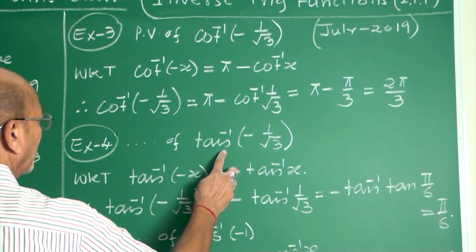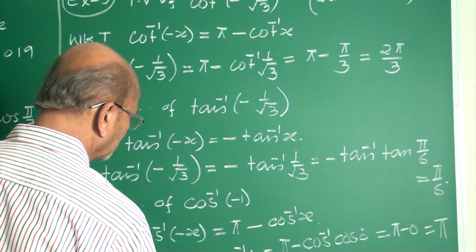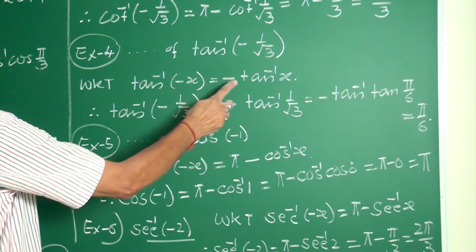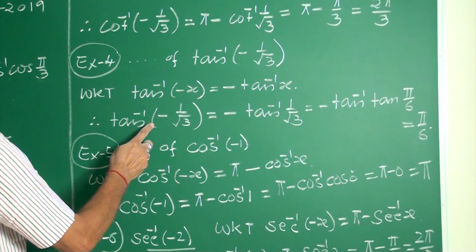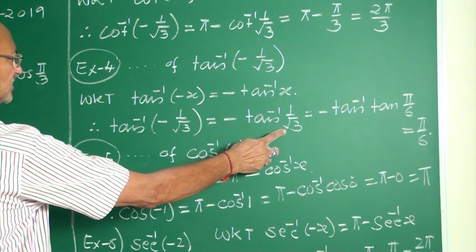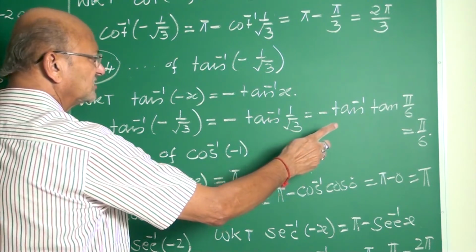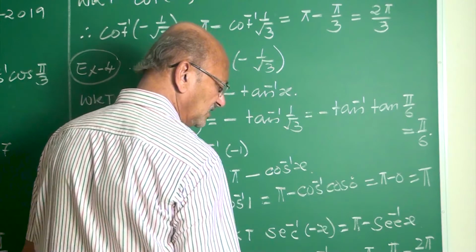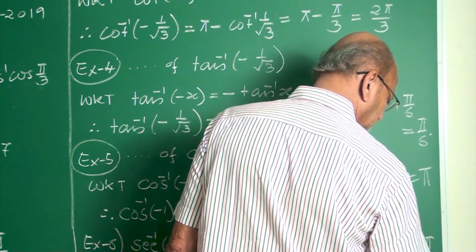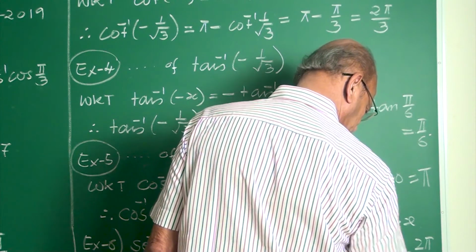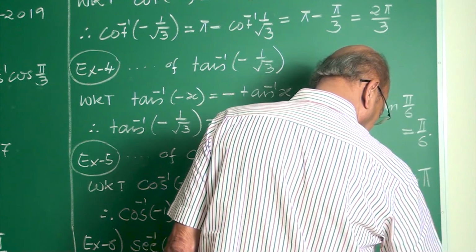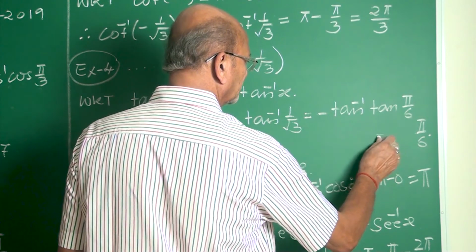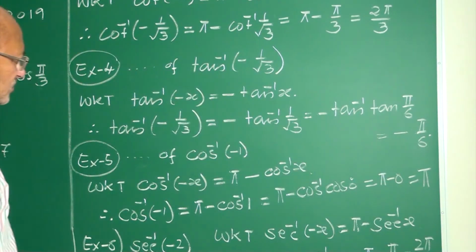Find the principal value of tan inverse minus 1 by root 3. It is minus tan inverse x, so minus 1 by root 3 gives minus tan inverse 1 by root 3. That 1 by root 3 is nothing but tan 30. Tan inverse of tan is the angle itself, my friends. This minus is there, right? So this is minus pi by 6.